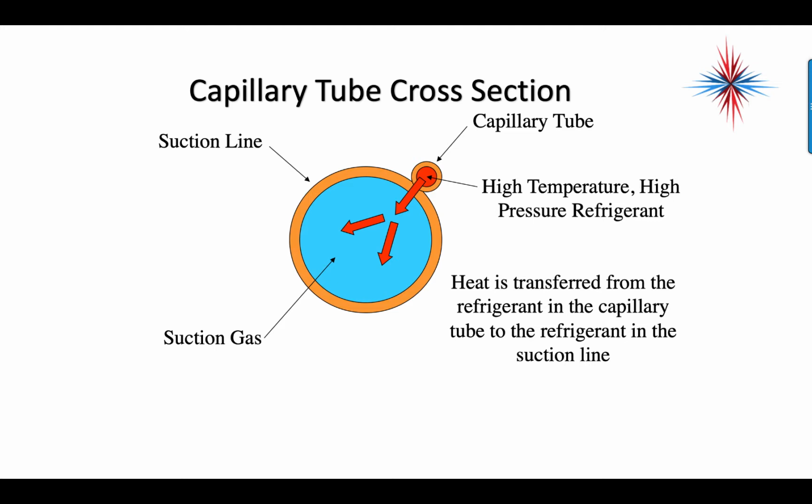Okay, and the heat leaves the cap tube, and heat always moves from a warm to a cool space. Heat is transferred from the refrigerant in the cap tube to the refrigerant in the suction line. Now, again, just note, those arrows are heat arrows. It's not actually refrigerant that's going from one to the other.